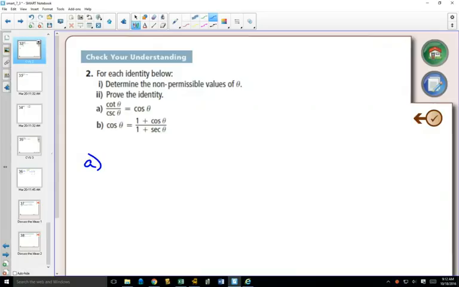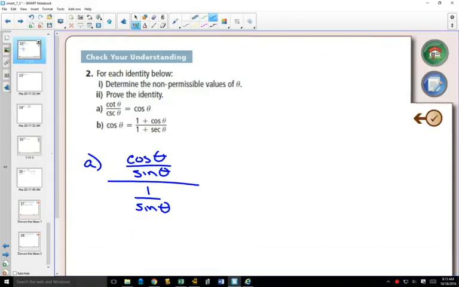In each of these questions, there's no square roots. So basically, the only thing you're looking for with non-permissible values is you can't divide by 0. Well, are we dividing anywhere? And when we're looking for dividing, we also have to think that some of these are reciprocal identities. So for example, in A, cotangent is cos theta over sine theta. Notice that you're dividing by sine. And on the bottom you have cosecant, which is 1 over sine theta.